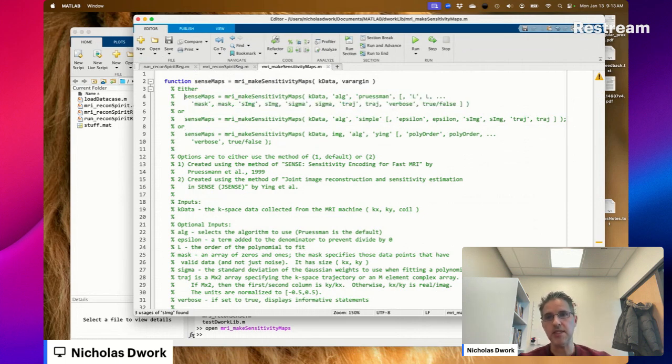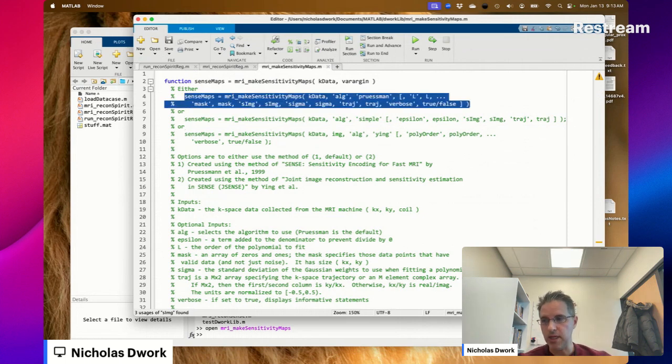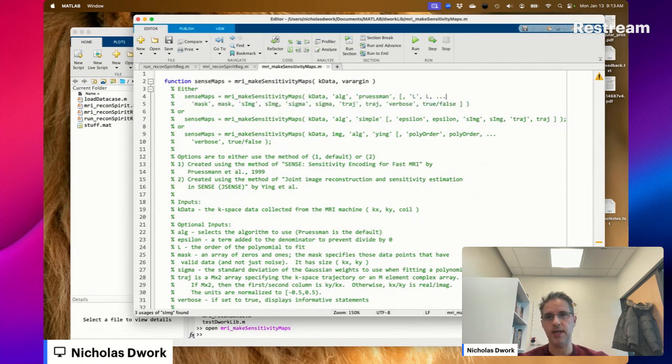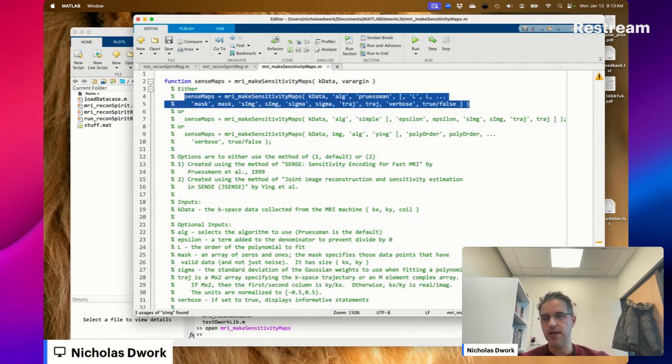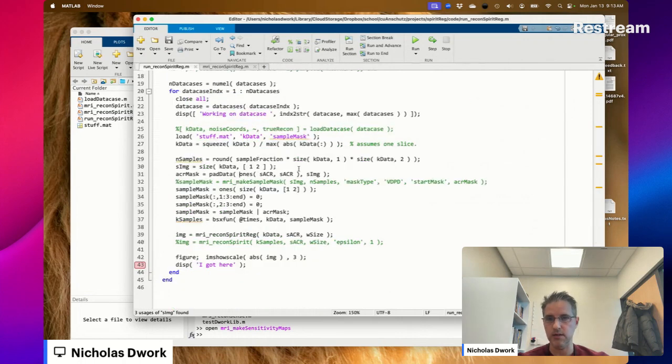The best way to make sensitivity maps, people claim, is SPIRiT. But SPIRiT doesn't make a sensitivity map. SPIRiT makes a set of sensitivity maps, and I haven't yet figured out how to create a single sensitivity map from that set of sensitivity maps. So this is what I'm using so far.